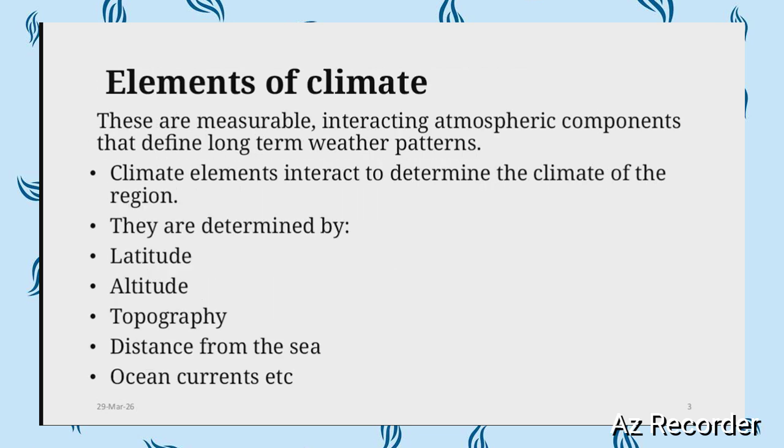Elements of climate, as we've looked at before, are measurable, interacting atmospheric components that define long-term weather patterns. Climate elements interact to determine the climate of a region. They are determined by latitude, altitude, topography, distance from the sea, and ocean currents.